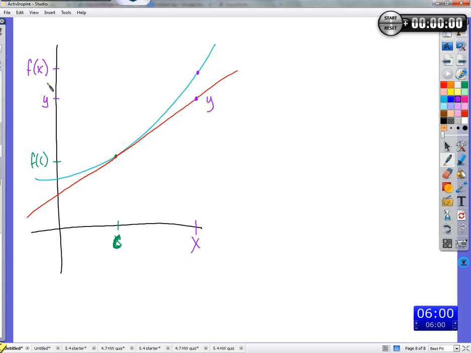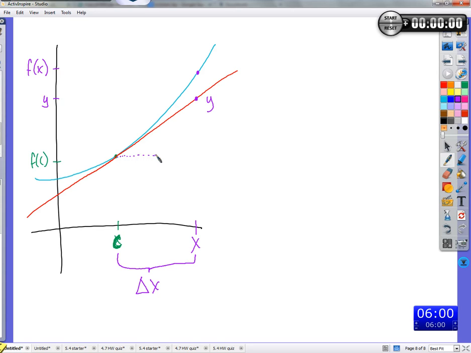Well, the distance that we move away from C, can you take a guess at what that might be called? The distance from C to X, what would you guess that's called? X minus C, or delta X. X minus C is correct. Delta X would be X minus C, but we can just call it delta X. It's just how much we've changed in the x direction.